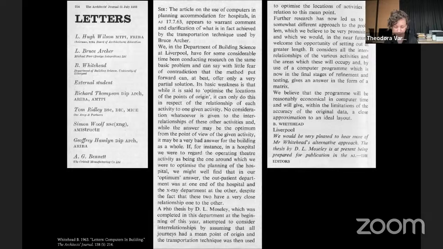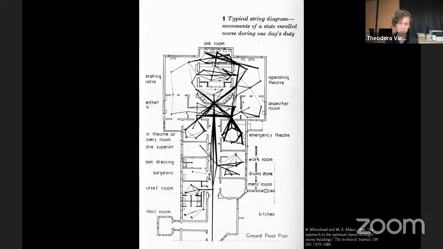In that letter, he announced a new approach to the issue of planning hospitals based on hospital data, and a computer program that was in the works that he and his students were developing at the University of Liverpool. A few months later, writing with a PhD student by the name of Mohammed Zakaria Ahmed Elders, Whitehead published a computer program in the Architects Journal written in ALGOL that could compute the location of 37 activities in 10 minutes on a KDF9 English Electric computer.